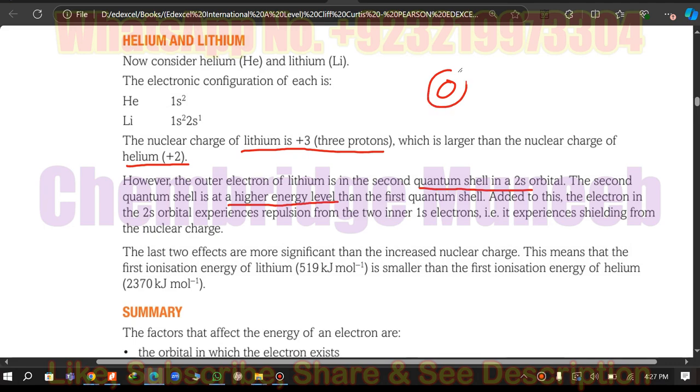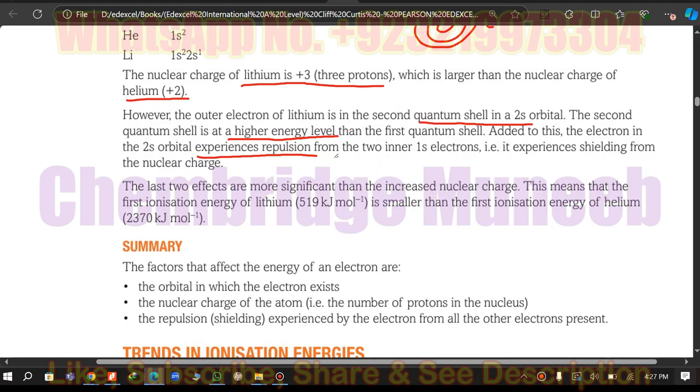You already know that as we keep moving away from the nucleus, the energy keeps increasing. High energy shells have high energies. Moreover, the electron present farther away from the nucleus will have less attraction with the nucleus. There will also be stronger repulsion from the inner electrons of the first shell and the second shell. All these factors combined give you a lesser first ionization energy.